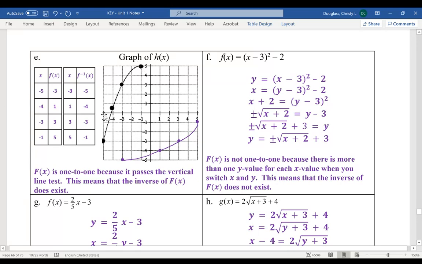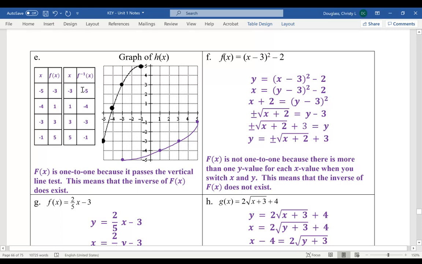So we have this h of x, and it passes the horizontal line test because every horizontal line would cross the graph of h of x no more than once. So I just selected a few points on h of x: (-5, -3), (-4, 1), (-3, 3), and (-1, 5). I see that this is not quite (-4, 1), but it's close.